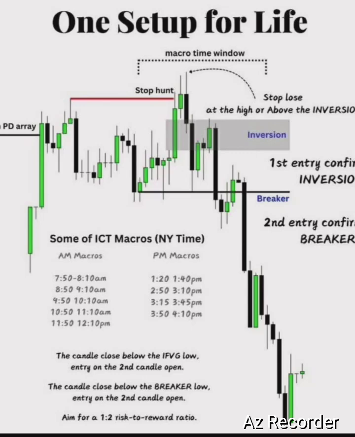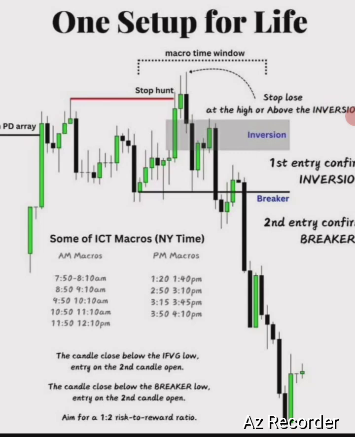Each outline that our trading strategy is called One Setup for Life. It is based on the inner circle trader, ICT, concepts. It focuses on specific candlestick patterns and the time window for the entry point. So here is the breakdown, for example, the macro time window.